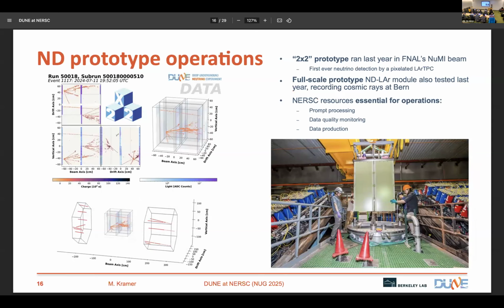Moving on now to data as opposed to simulation. We have a prototype of this liquid argon pixelated detector called the 2x2 because it's a grid of 2x2 modules.